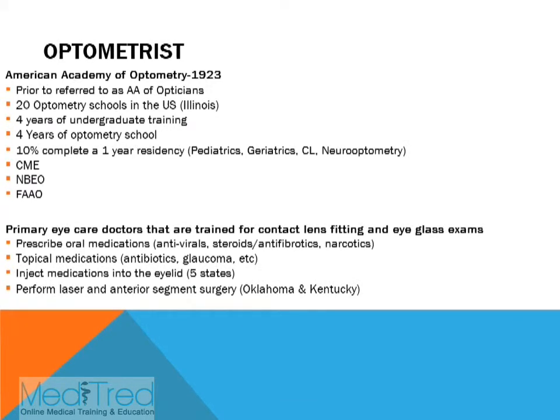So optometrists: the American Academy of Optometry was established in 1923. There are about 20 optometry schools in the U.S. They undergo 4 years of undergrad training, following which they have to apply to the optometry school. And the optometry school itself consists of 4 years of training. After the school, almost 90% of the optometry doctors who graduate go into private practice of some kind. About 10% of them may complete a one-year residency, which could be in pediatrics, geriatrics, contact lens, neuro-optometry, etc., which is purely an observational slash medical residency training. They do not do any surgical training that we are aware of. They do have their own CMEs and their own boards, etc.